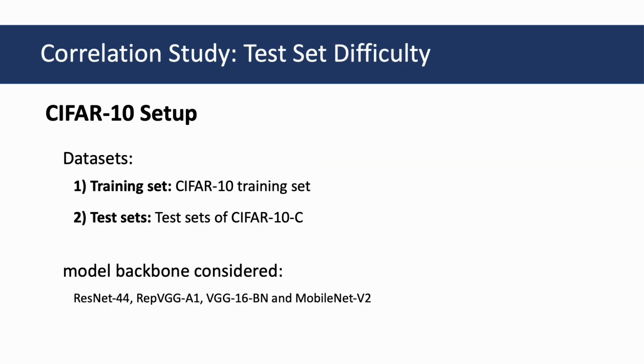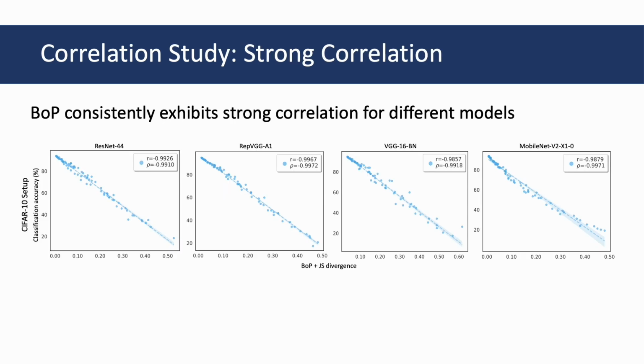We also conduct the correlation study of test set difficulty. To train the model, we use the CIFAR-10 training set. We test whether BOP measured by JS divergence is predictive of model accuracy on test sets of the CIFAR-10 corruption benchmark. 4 backbones are included. We consistently find that BOP strongly correlates to the classification accuracy of models. This means that BOP can well measure the difficulty of datasets for the trained model.